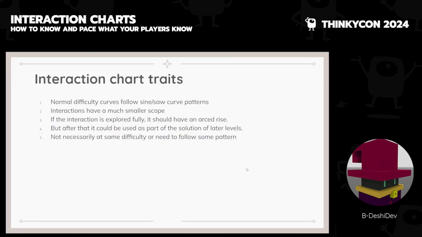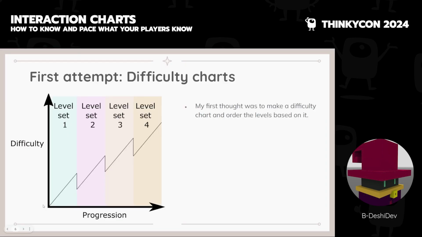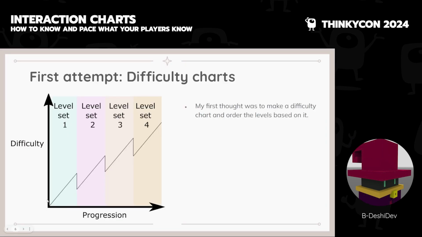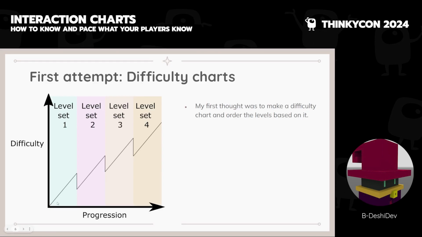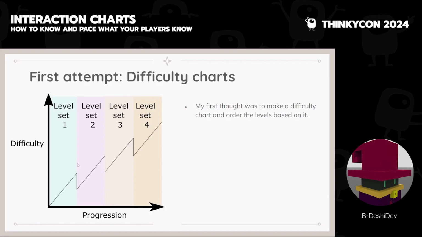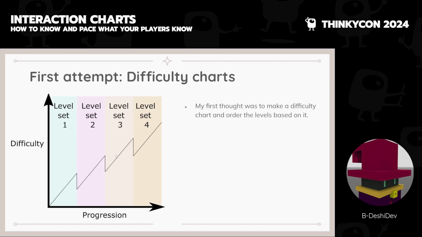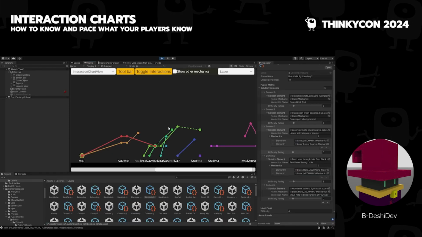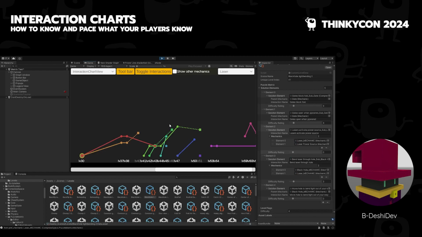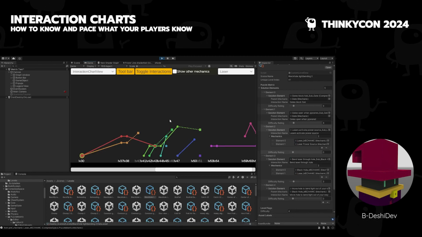Now, interaction charts have several traits that I've observed while trying to use them. I've said before that the difficulty charts in puzzle games tend to follow the saw or sine wave pattern, where it starts low, increases, peaks at the end of the set of levels, and then the whole arcing pattern repeats across the rest of the level sequence for the whole game. Interaction charts also follow a similar arc shape, however, not quite in the same way as normal difficulty charts.